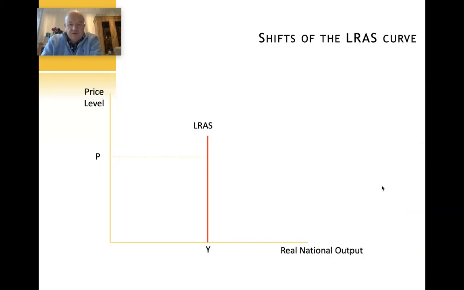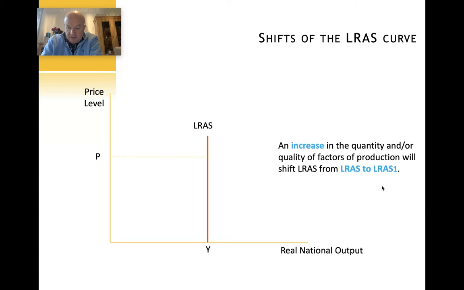Okay, let's take a look at shifts of the LRAS curve then. So we've shown that in some instances, in the short run, we can get changes due to the price level. In this instance, what we're doing is looking at how we might get a shift in the LRAS curve. And effectively, if we had an increase in the quantity or quality of factors of production, that's going to cause a shift from our current point of LRAS outwards to the right to LRAS 1.